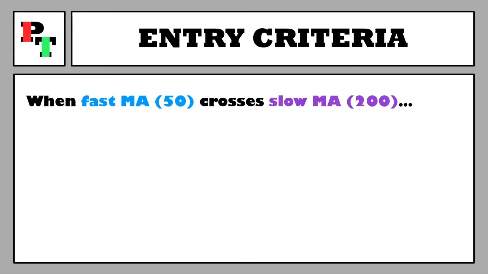So what are our specific rules for entering the trade? To satisfy our entry criteria, we need the 50 period faster average to cross over that 200 period slower average. That is when we make our move.